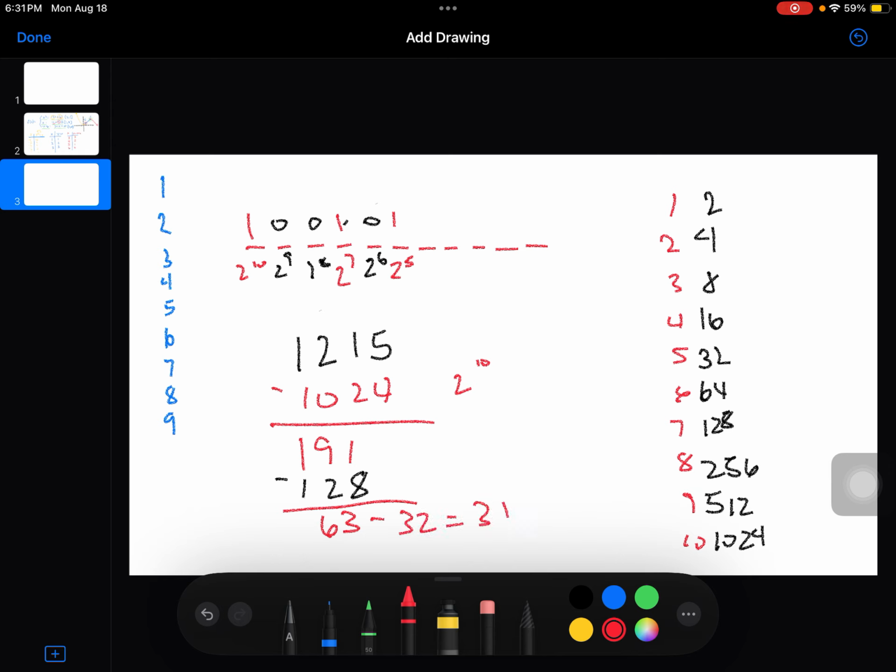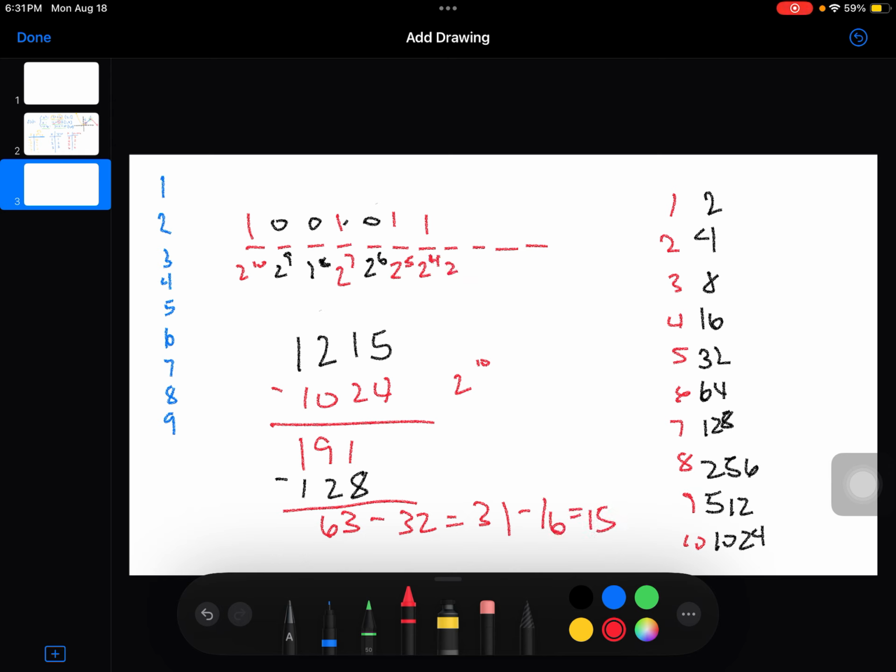31 is just smaller than 32, so we already got a 1 for 2 to the 5th, so that makes sense. We're going to put another 1 for 2 to the 4th, so we're going to subtract 16. Subtract 16, we get 15.